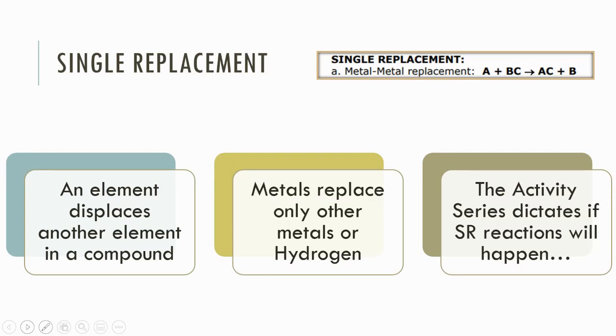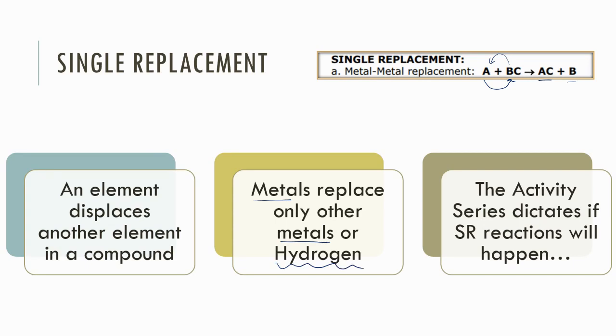Single replacement reactions are when we have one element displacing another element in a compound. So you can see from our diagram up here, A plus BC, A kicks B out of that compound. So now it's AC plus B. Notice that the A stayed in that first spot. So metals only replace other metals or hydrogen.